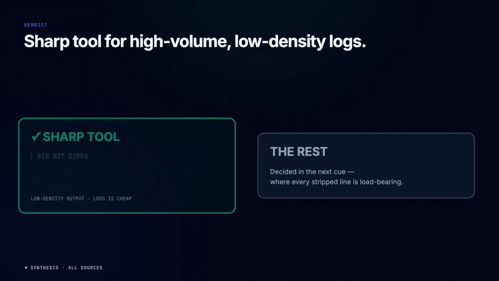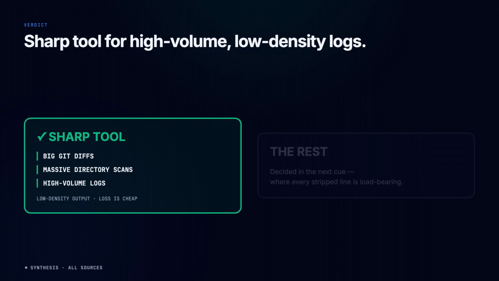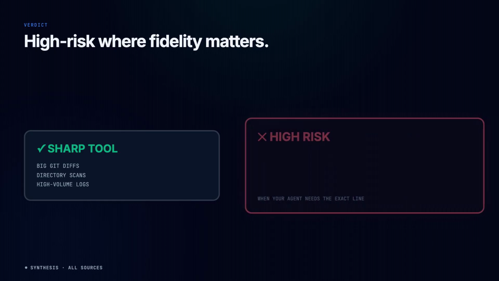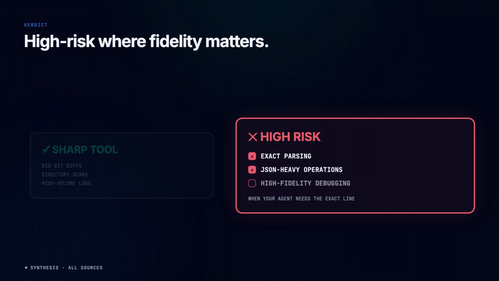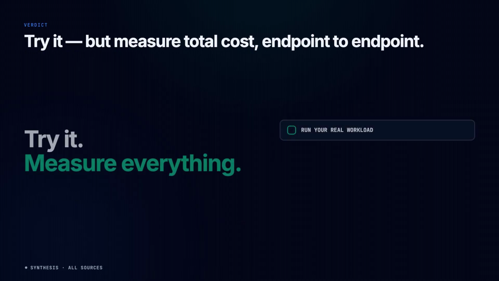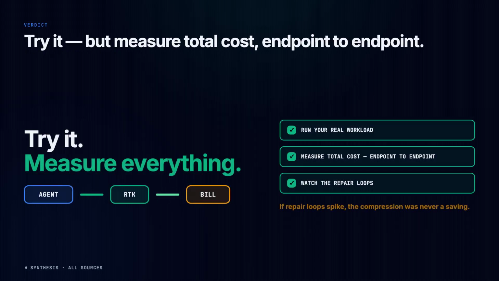RTK is a sharp tool for high-volume, low-density CLI logs like big Git diffs or massive directory scans. But it is high risk for exact parsing, JSON-heavy operations, or when your agent requires high-fidelity debugging info. Try it, but measure your total cost endpoint to endpoint. If your repair loops spike, the compression was never a saving.